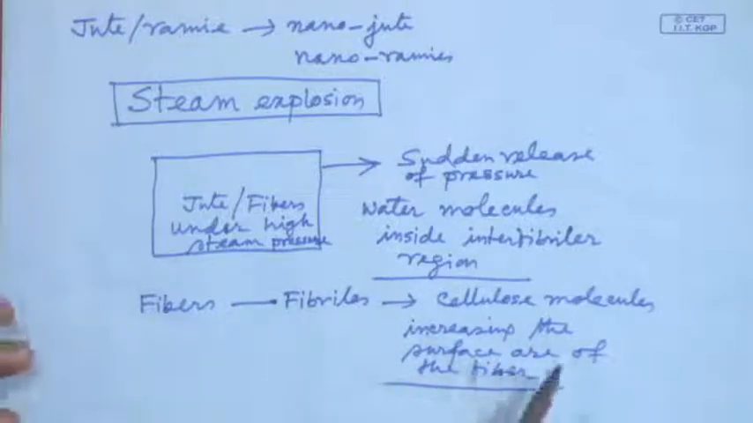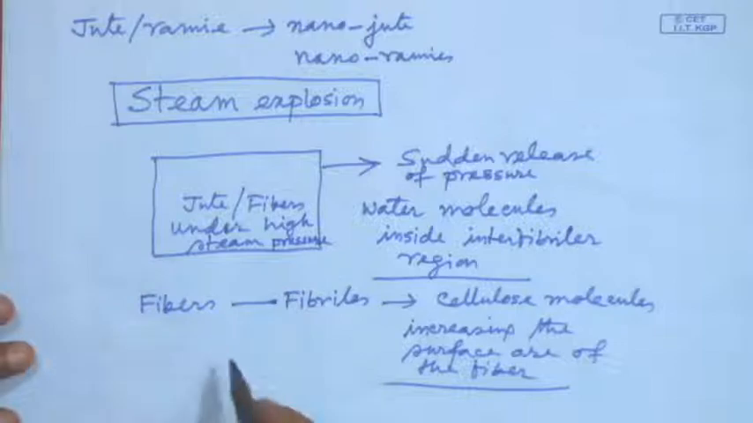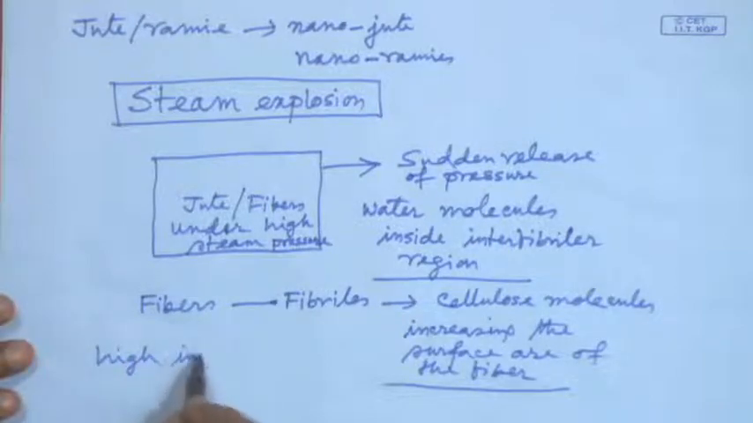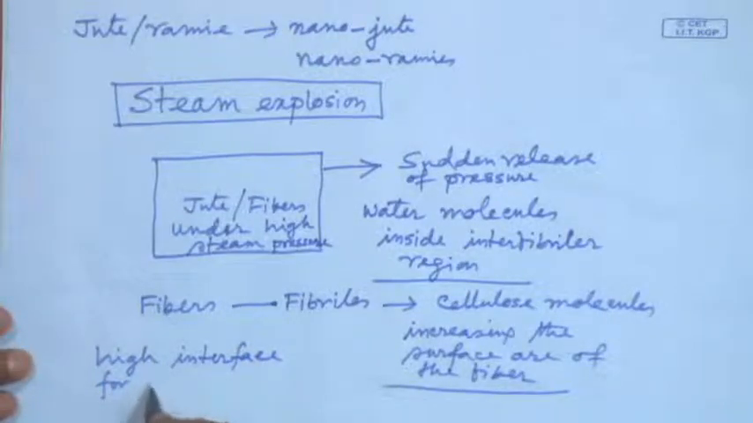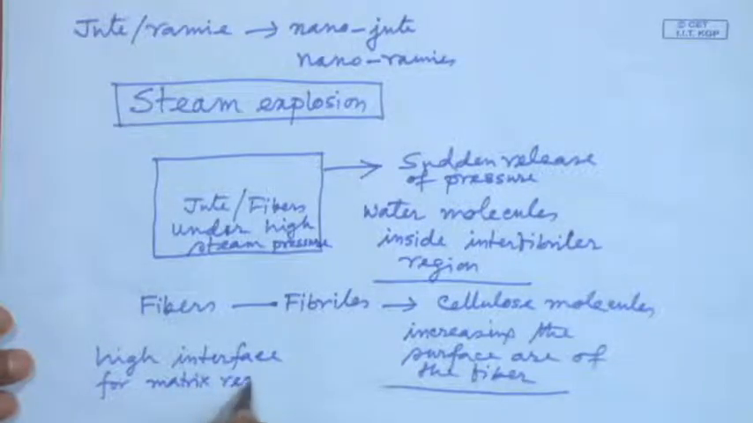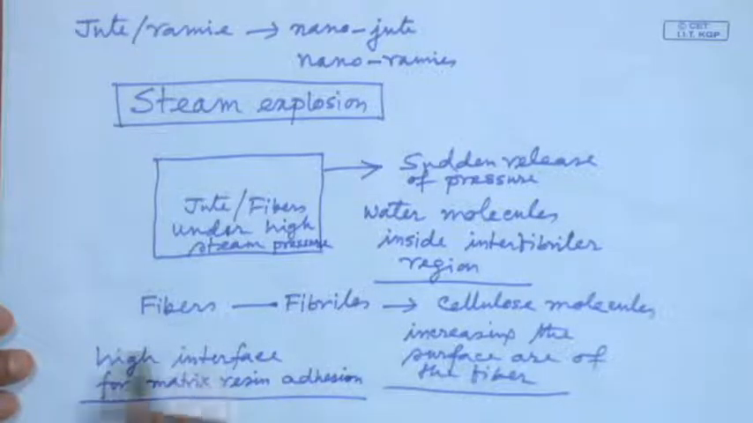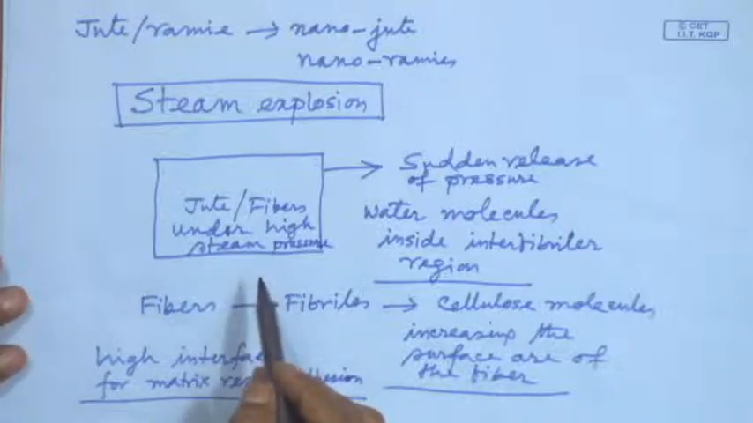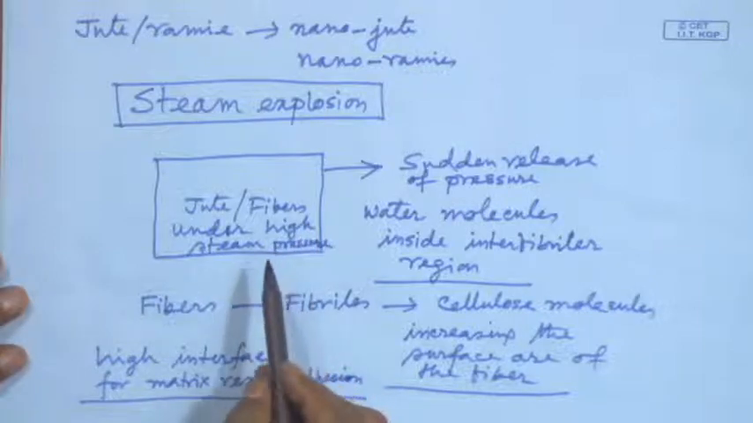Such increased surface area of the fibers through steam explosion can provide high interface for matrix resin adhesion, and that would be the future of such strong green composites using jute fiber or ramie fiber with epoxy resin or some biodegradable resin or some phenol formulated resin.